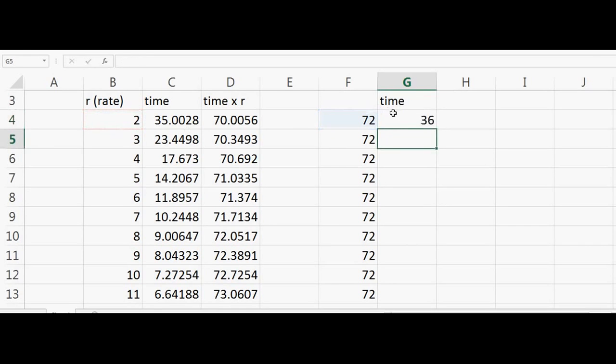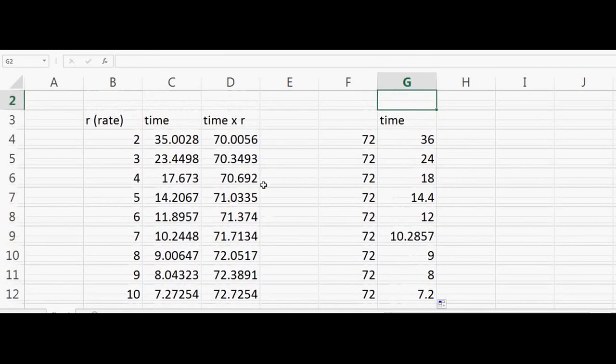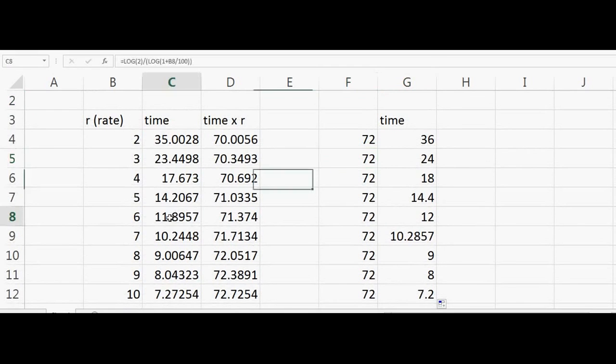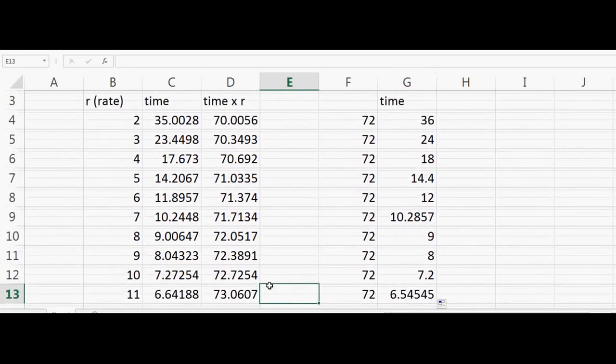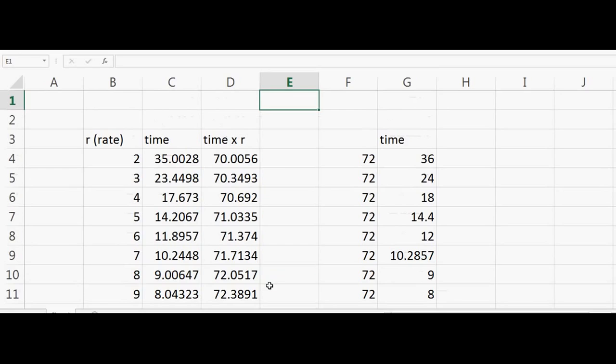So now you can see that I get numbers which are very close to the actual time it should be. Suppose here it is 11.89, but here I get 12. Here is 10.244, I get 10.28. So this is a good approximation. Instead of doing this complicated calculation, we can just get approximation using this trick.